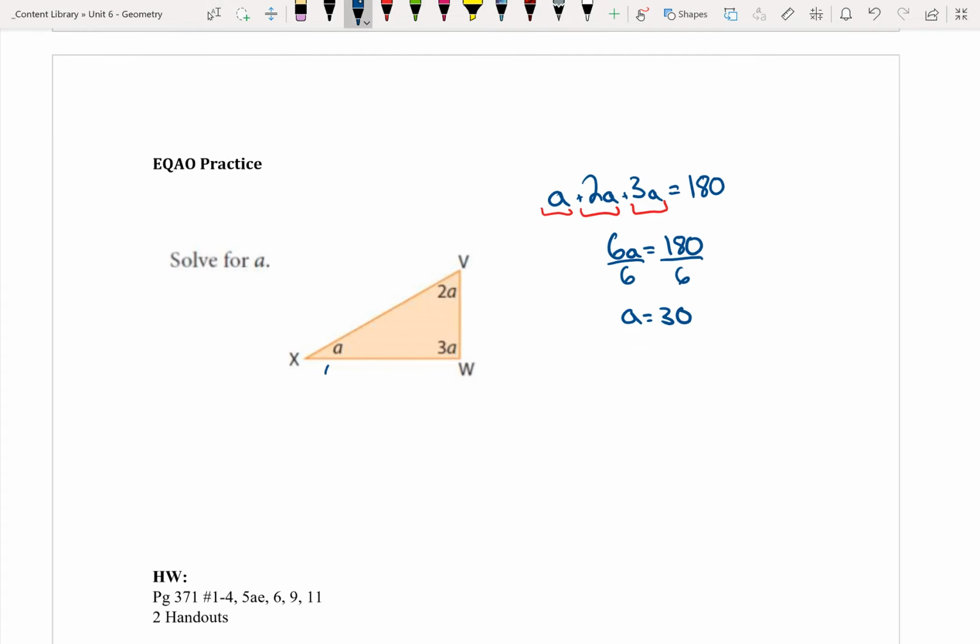And another extension of this question usually might be, what is the measure of each angle? In which case we take this value of A and plug it back in to each angle. So A just equals 30, 3A equals 3 times 30, which equals 90, and 2A equals 2 times 30, which equals 60. So that is what the measure of each angle is.